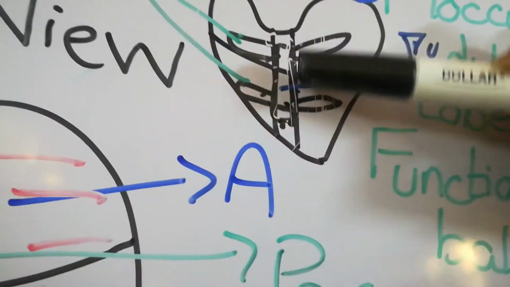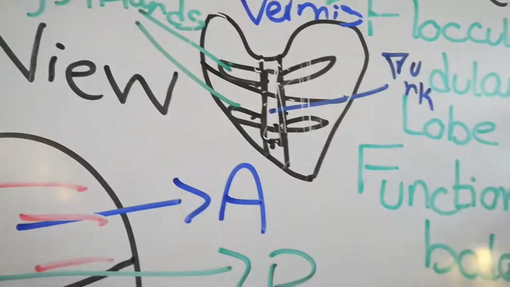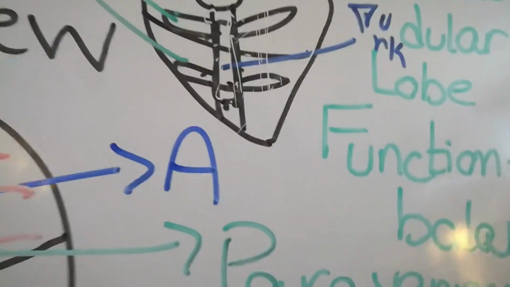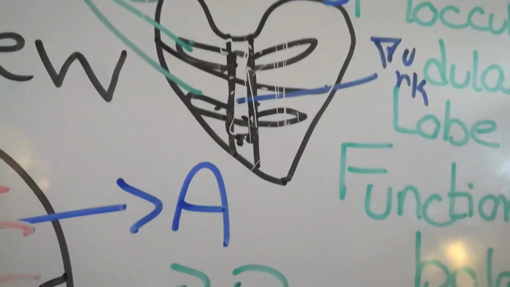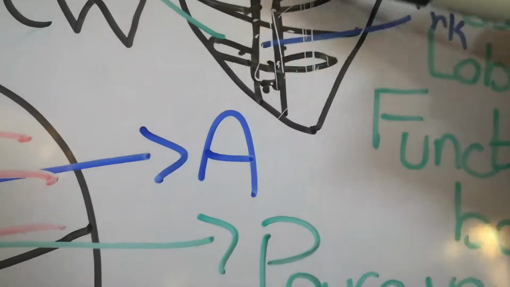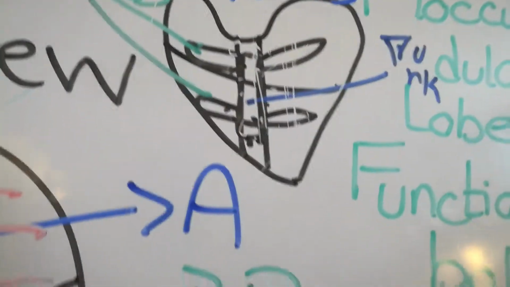So if there is any injury in the vermis, then all our motion, our movements occurring in our trunk, in our shoulder, in our hip will not occur. But our hands will work. Why is that so? Because that part of the region of the brain is not damaged.